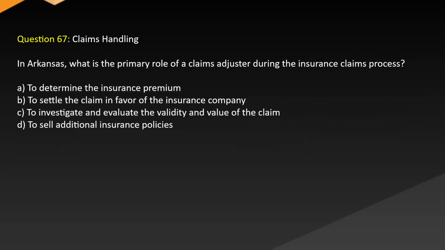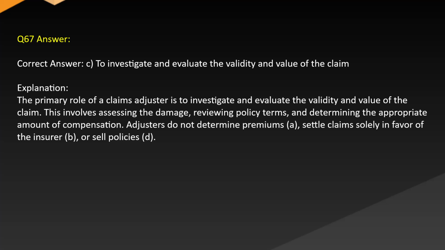Question 67. Claims handling in Arkansas. What is the primary role of a claims adjuster during the insurance claims process? A. To determine the insurance premium. B. To settle the claim in favor of the insurance company. C. To investigate and evaluate the validity and value of the claim. D. To sell additional insurance policies. Correct answer: C. To investigate and evaluate the validity and value of the claim.